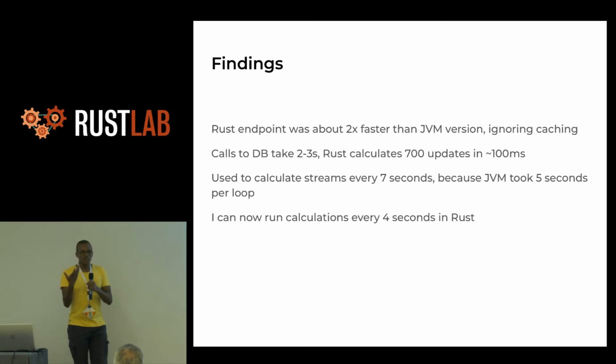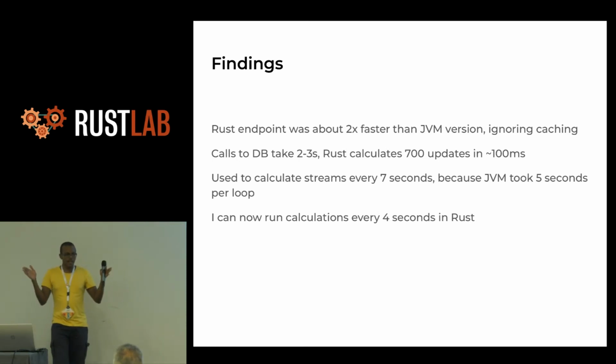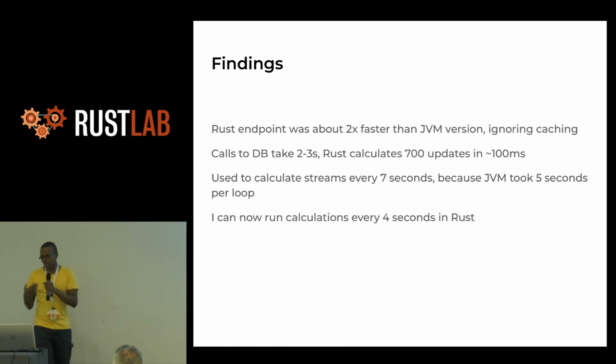And lo and behold, I saw that MongoDB was actually taking most of the time. Once the data came back from MongoDB, I could see the CPU switching from MongoDB to Rust, and it would just happen instantly. So I had to simulate thousands. I think I did 100,000 updates, just simulating them, so I could see how long the Rust portion took. I came to about 100 milliseconds per 700 updates.